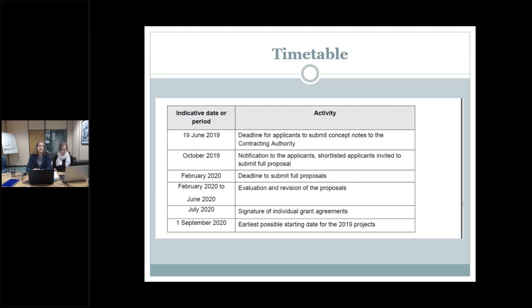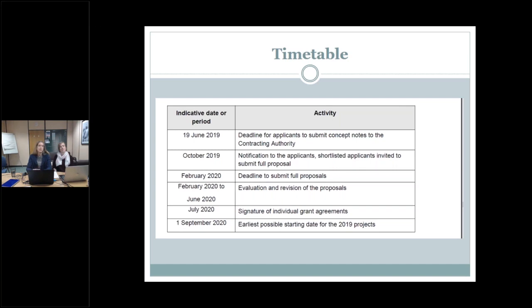This is the indicative timetable for the 2019 call. So once you have submitted your concept note in June, on the 17th or 19th of June, the Commission will evaluate your concept notes and provide feedback by October. And if your concept note has been successful, you can then proceed to stage 2 with the deadline of submitting the full proposal in February 2020.